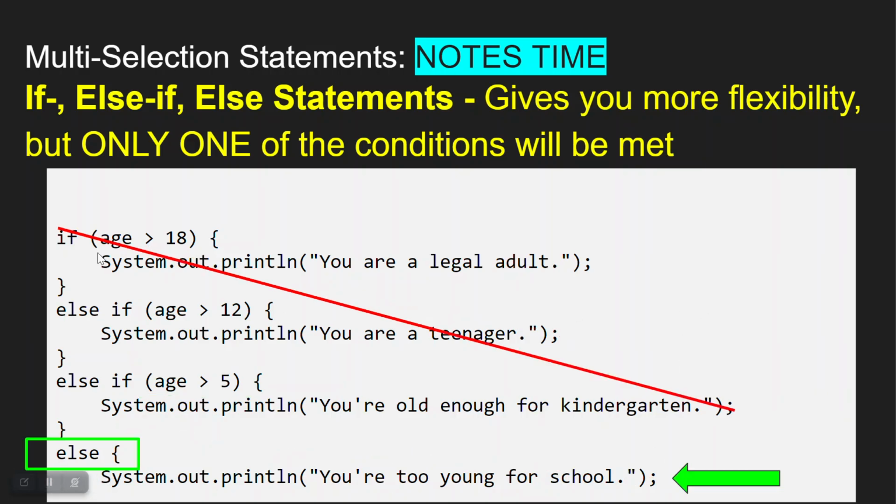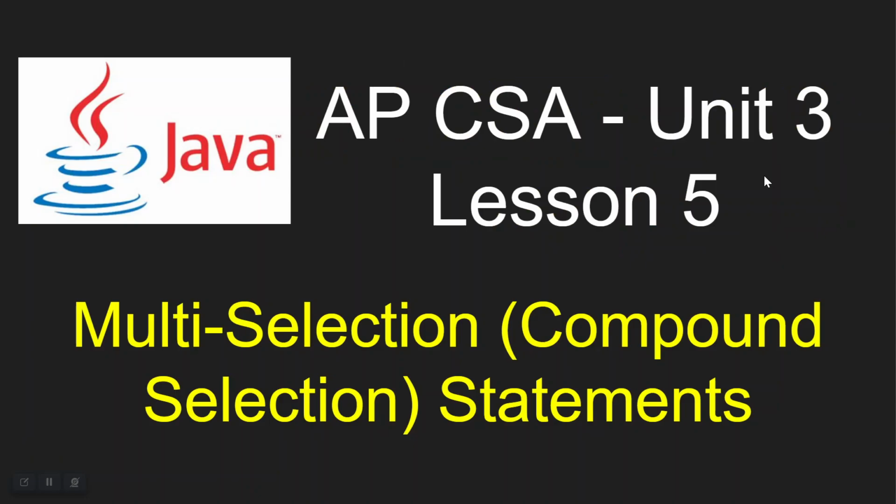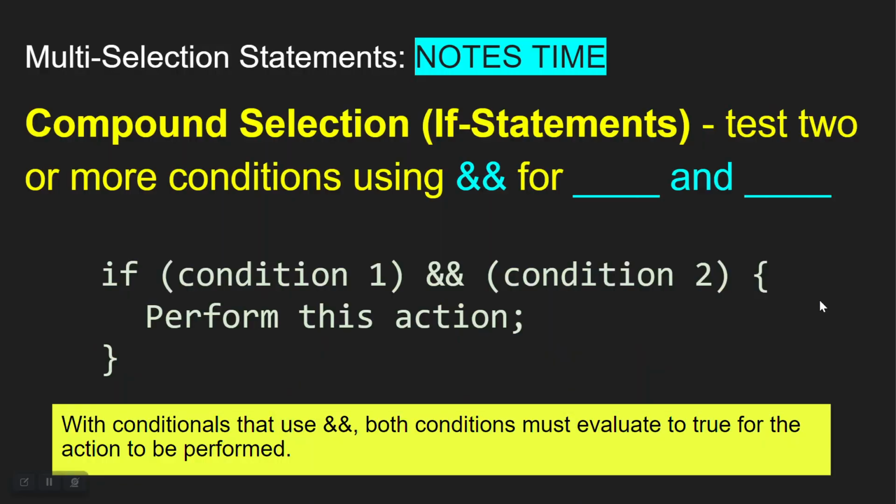And then, like we said already, if it doesn't pass any of these three conditions, then we are automatically bumped down here into the else situation, and we get the "you are too young for school." All right, so that is multi-way selection in a nutshell. Pretty straightforward, but we get a little bit more complicated when we start talking about compound selection statements. So we're going to look at multi-selection with compound statements.